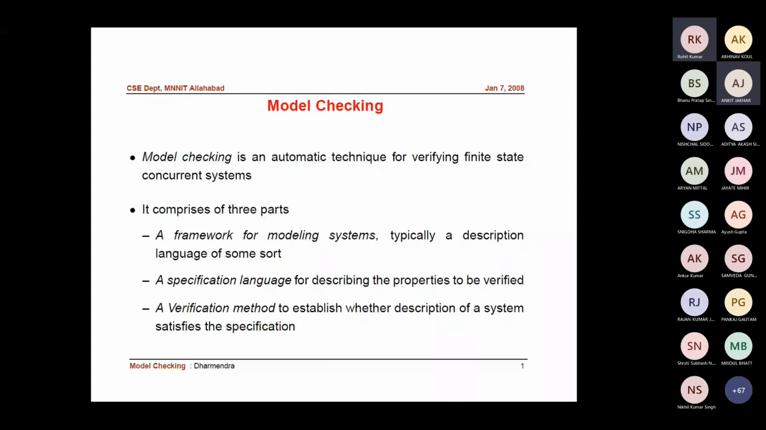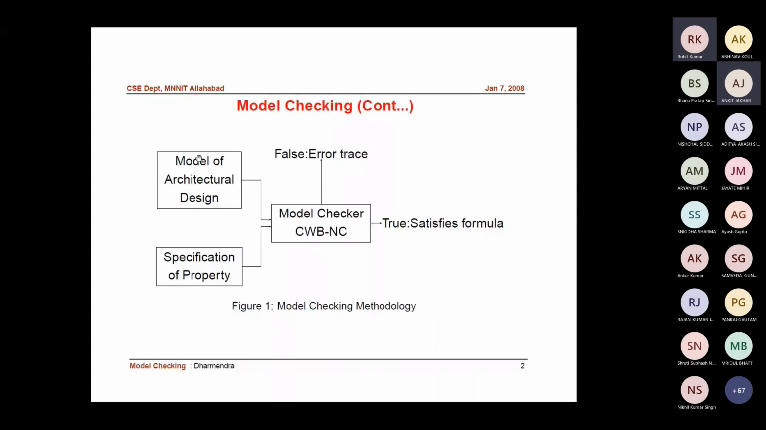So if you are able to understand this much in the next half an hour, then it's enough, not more than that. So in model checking, a model of a system, of an architectural design or any system, is going to be given to this model checker. This is the framework, you can say, the model checker. CWB-NC is a tool. In your lab, you will be asked to install this particular tool on your machine or laptop, and then to this CWB-NC, you are going to input a model, which will be a .ccs file.